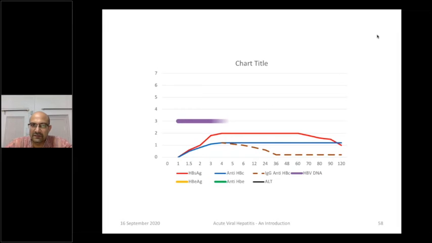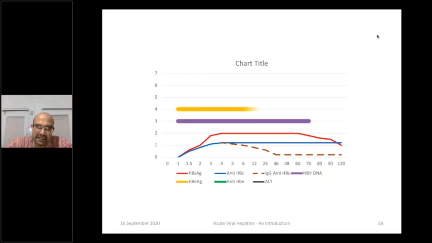What happens to the HBV DNA? If we look at the HBV DNA, it continues to exist as a marker in the serum of the individual right from the end of month 1 and continues till about the replicative phase of the virus is proceeding. What happens to HBe antigen?